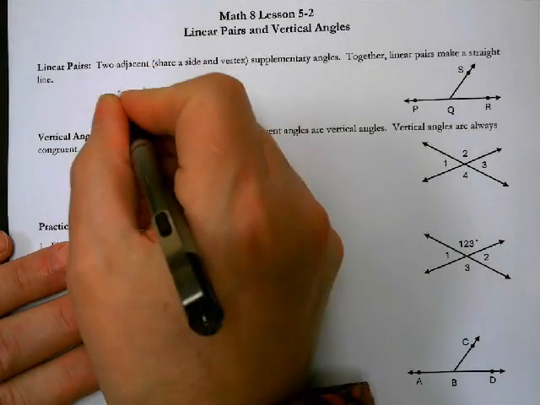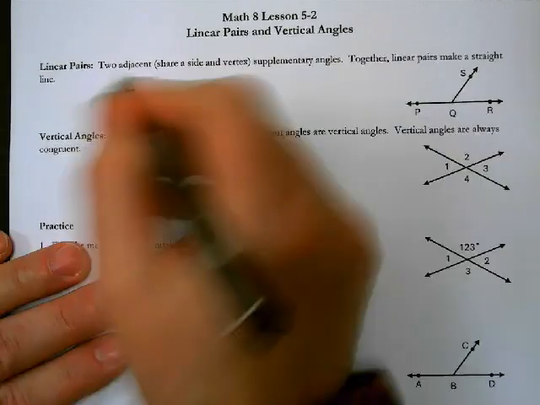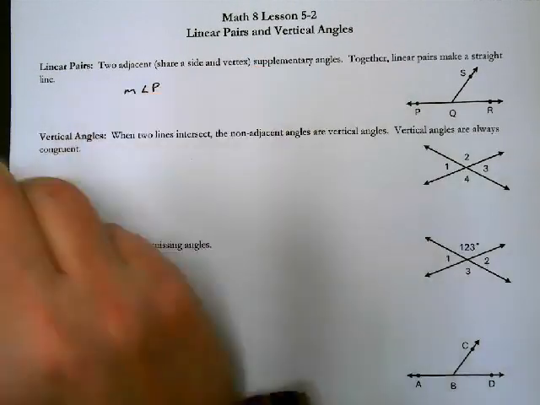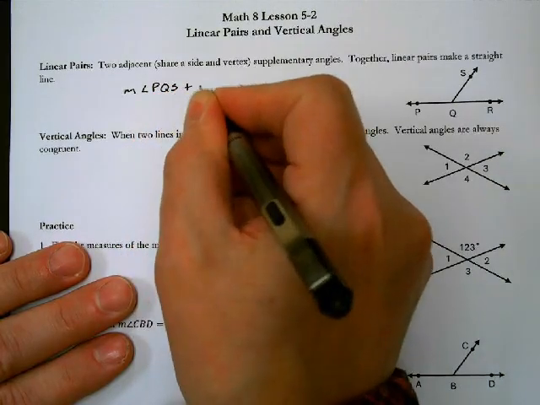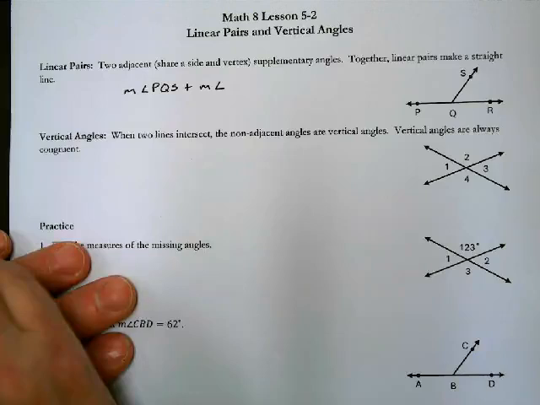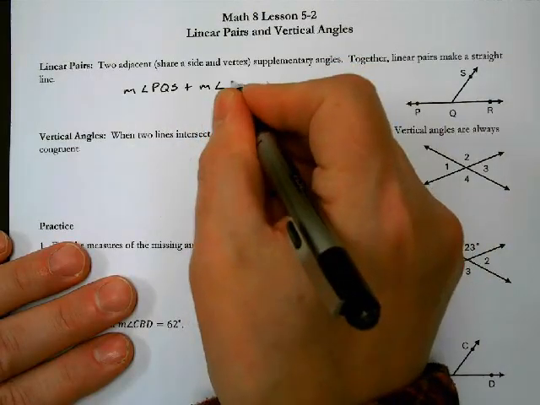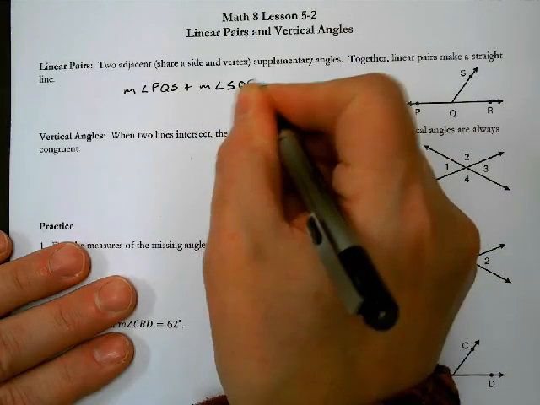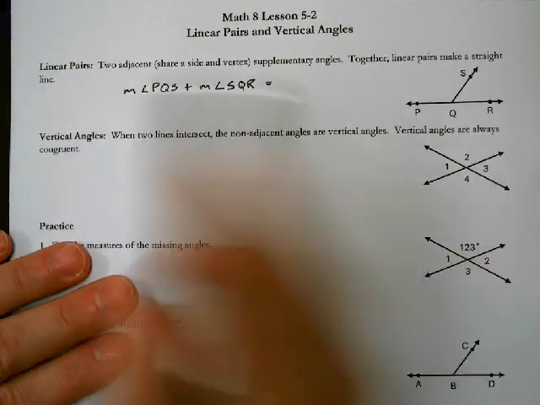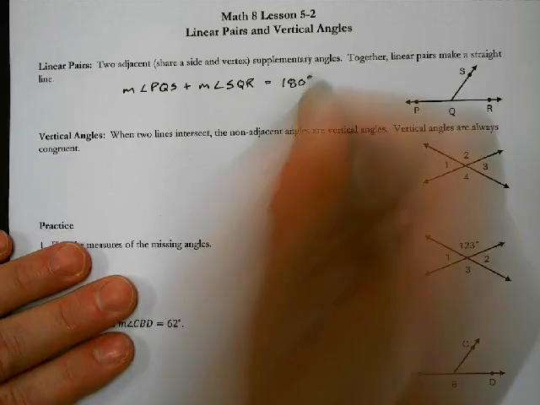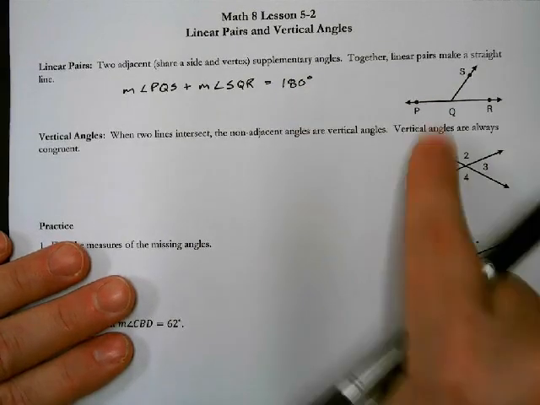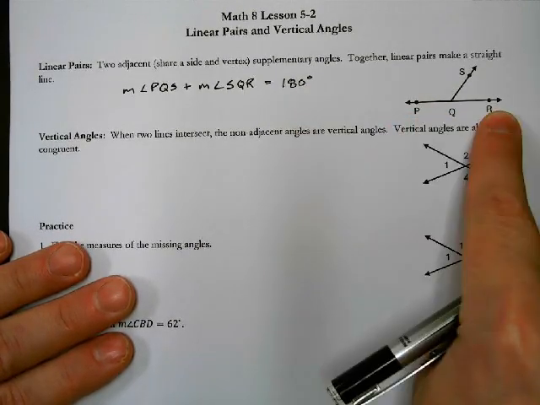So since we can now say the measurement of angle PQS plus the measurement of angle SQR, those two angles are linear pairs, therefore their sum is 180 degrees. They're supplementary to each other. So linear pairs will always make a straight line.